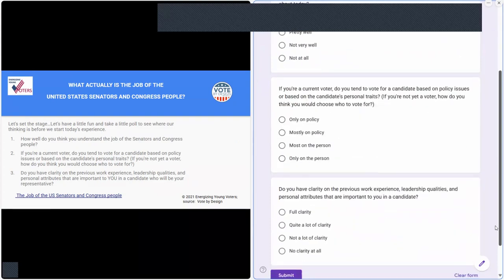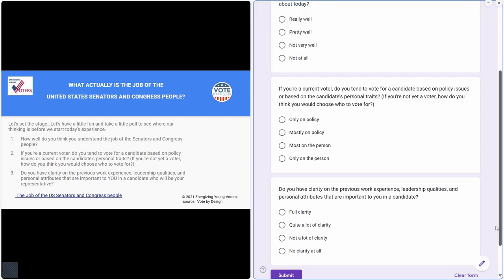And then secondly, if you're a current voter, do you tend to vote for a candidate based on policy issues or based on the candidate's personal traits? And your choices are only on policy, mostly on the policy, mostly on the person, or only on the person. And when I'm doing this in class, I tell them what those four options are going to be before I ask them to stand. So make your choice.